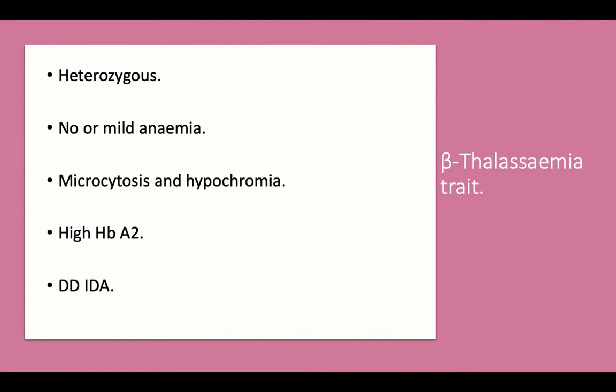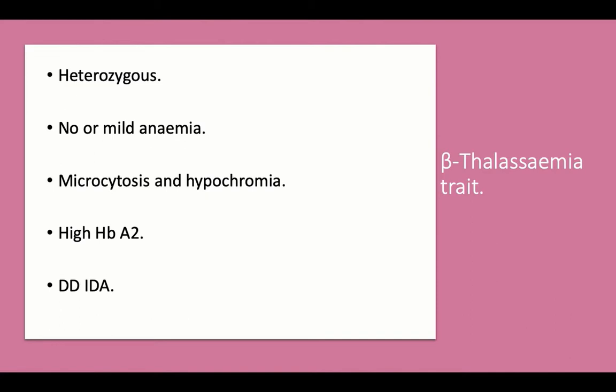We have a condition called beta thalassemia trait. It is a heterozygous form of thalassemia, which means that we have just one mutant gene. Okay, so this is the carrier form of beta thalassemia. Usually, as we have mentioned, this individual has no manifestations of anemia, or may have mild anemia.